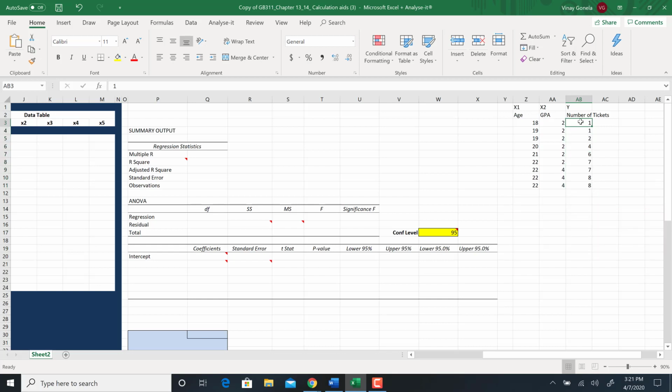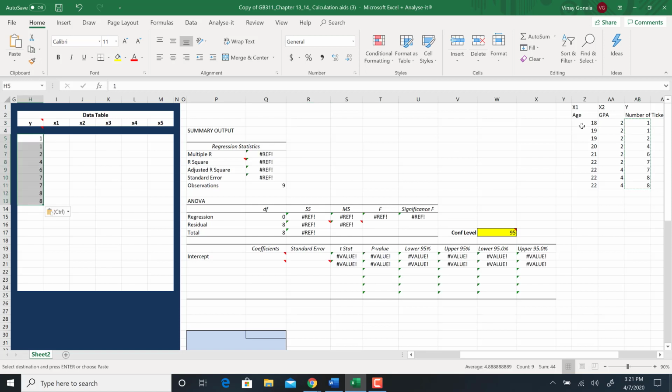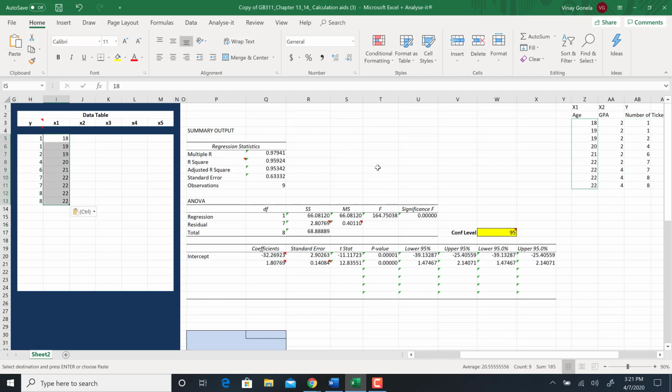I will copy this data and paste it in the y place. So this is my y, and then x1 is my age. I will paste it here, and x2 is the GPA. I will paste it here.